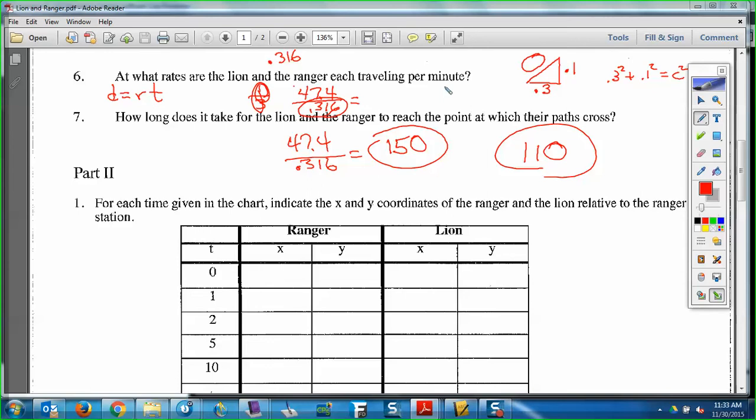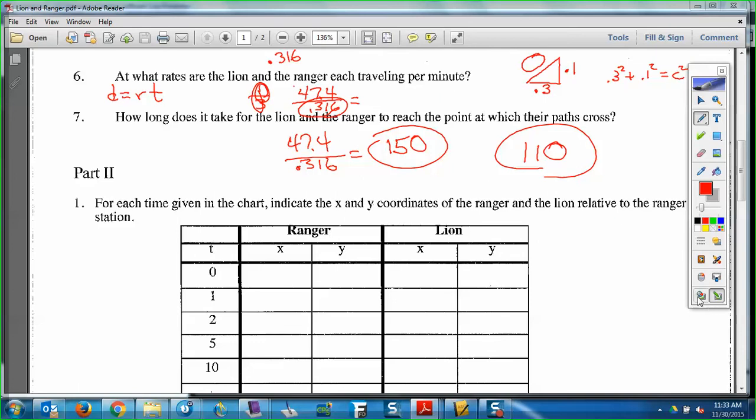Okay, the real question in all this, though, is what? Do they collide? Does the Ranger get eaten by the Lion, right? Now, if you just go by their graphs, do they collide? But what is that? Their paths collide. And here's where parametric equations come in. Because what we don't know, it took us a long time to get all the information. What we don't know is at any given time, where's the Lion and where's the Ranger? And that's where parametric equations come in.